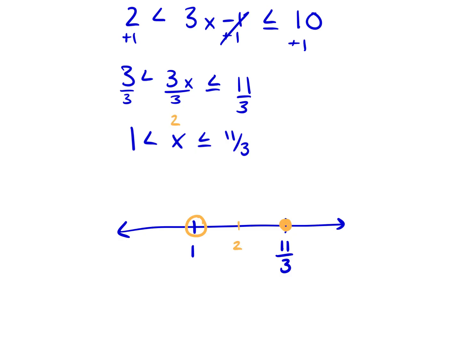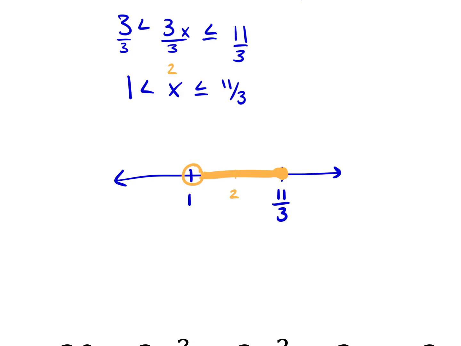Is 1 less than 2? And is 2 less than or equal to 11 over 3? So where do you think we're shading? In between. Since it works, we shade in between. How would I write this in interval notation? Parentheses 1, 11 over 3 bracket. Awesome.